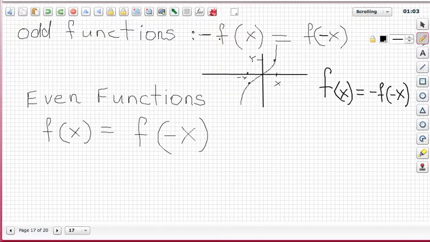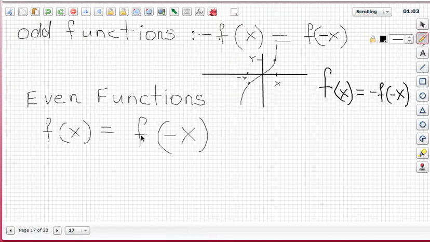A function or a relation is said to be odd if it is symmetric about the origin. For example, if the graph looks the same after it's been rotated 180 degrees about the origin, and this can only occur if f of x is equal to negative f of negative x.